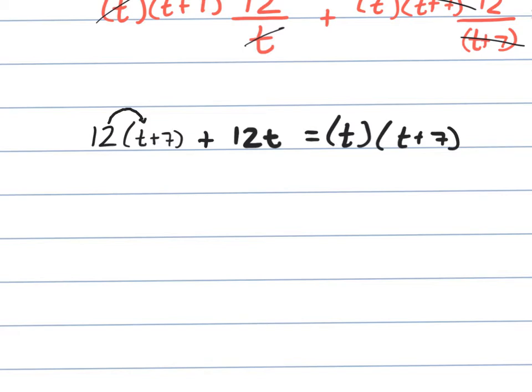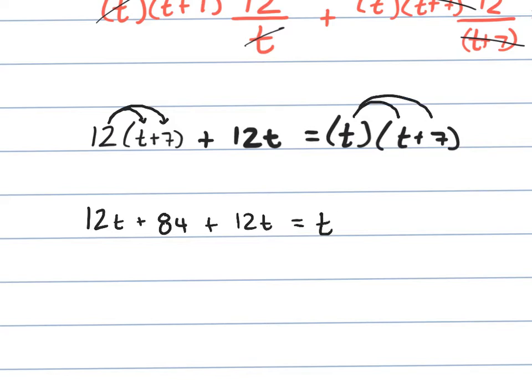Yeah, let's distribute here. And we get 12t, and what's 7 times 12? 84. Plus 12t, there's nothing to be done there, is equal to, now this t needs to be distributed as well. What do we get over here? T squared plus 7t. Now usually people can get here, but what do I do now? Okay, what do we want to subtract?